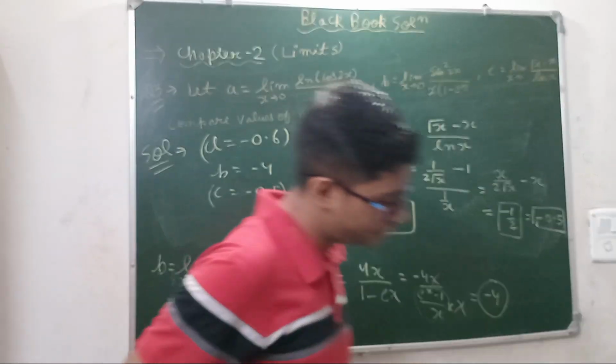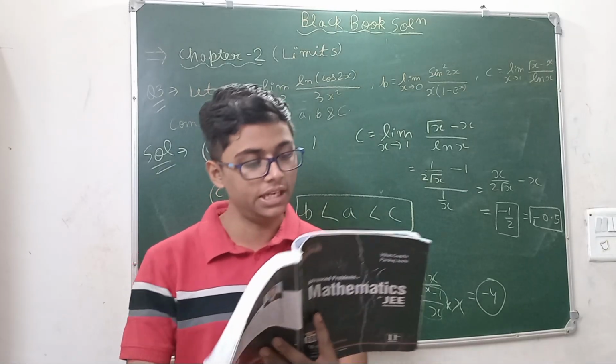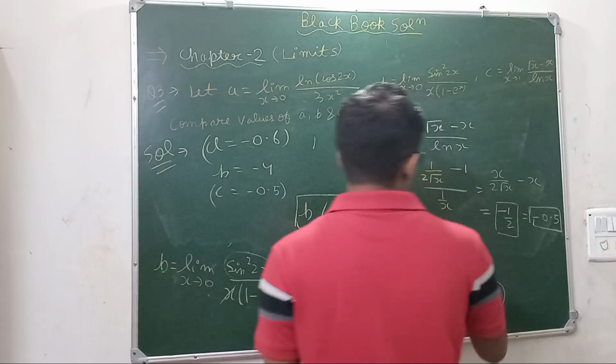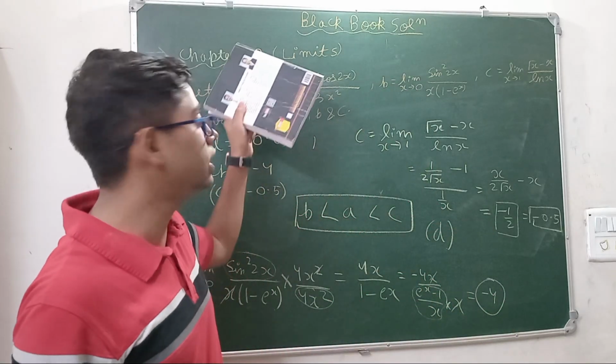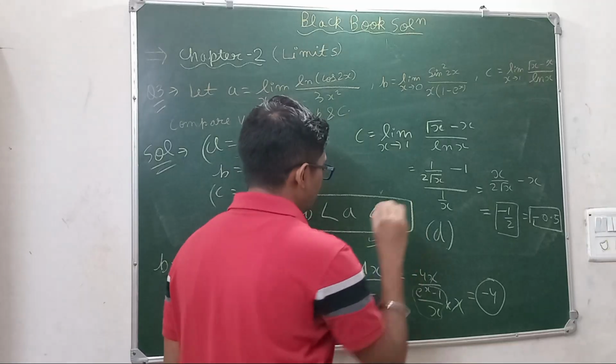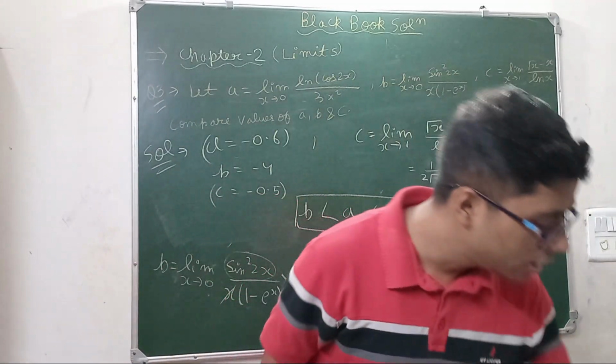Let us see the options. So b, a and c. Yeah, option number D is matching. I'm not writing the options. I will provide you the PDF of this chapter, limits chapter. You can just see from there. The correct answer would be D, B, A, and C. So this was the question.